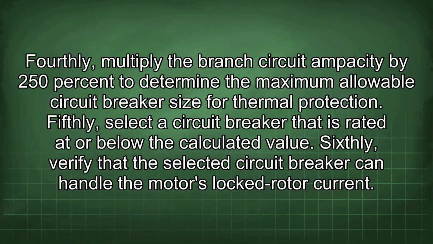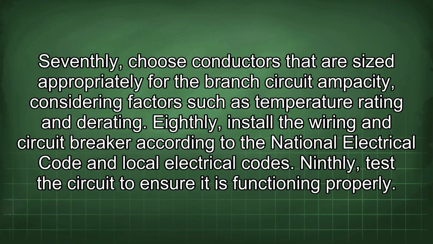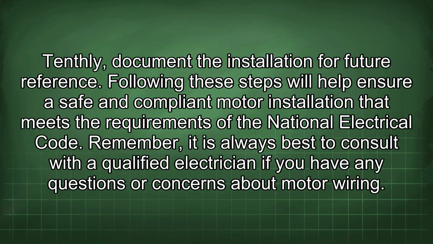Fifthly, select a circuit breaker that is rated at or below the calculated value. Sixthly, verify that the selected circuit breaker can handle the motor's locked rotor current. Seventhly, choose conductors that are sized appropriately for the branch circuit ampacity, considering factors such as temperature rating. Eighthly, install the wiring and circuit breaker according to the National Electrical Code and local electrical codes. Ninthly, test the circuit to ensure it is functioning properly. Tenthly, document the installation for future reference.